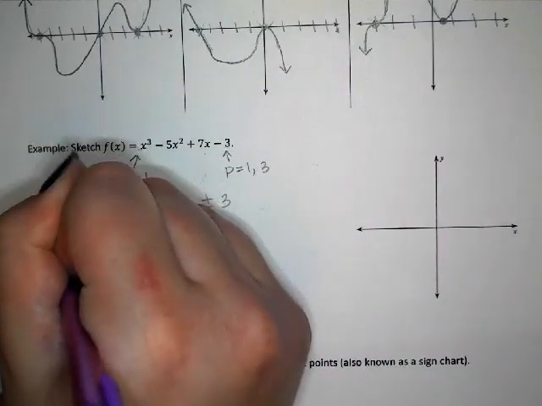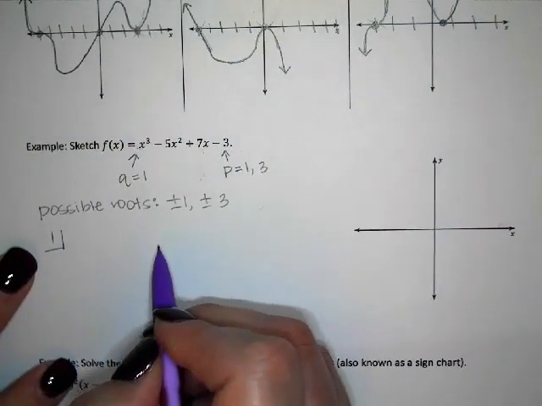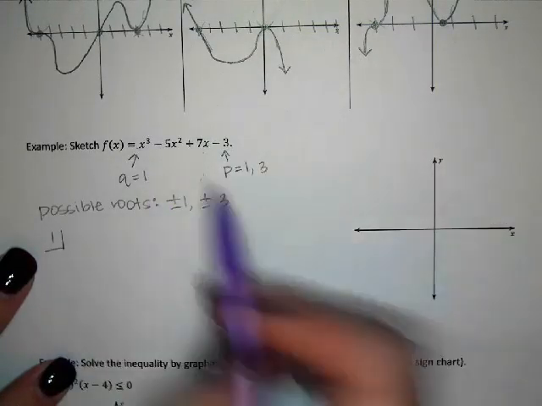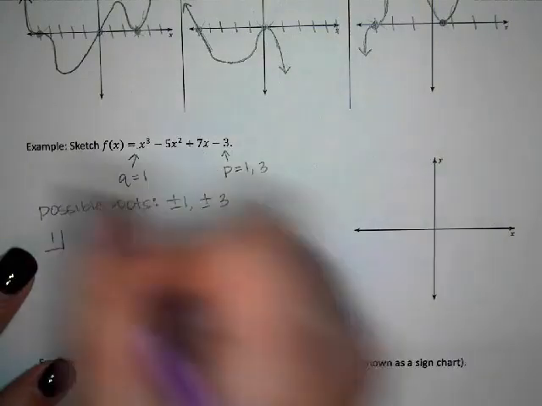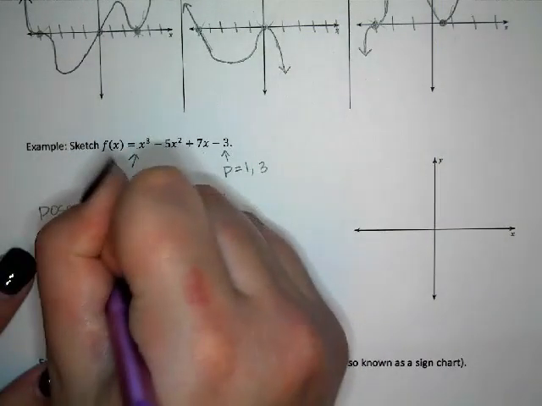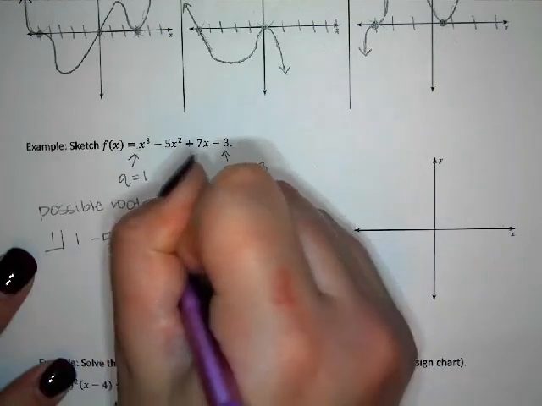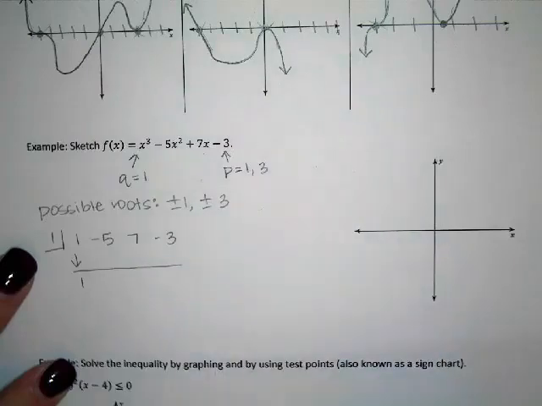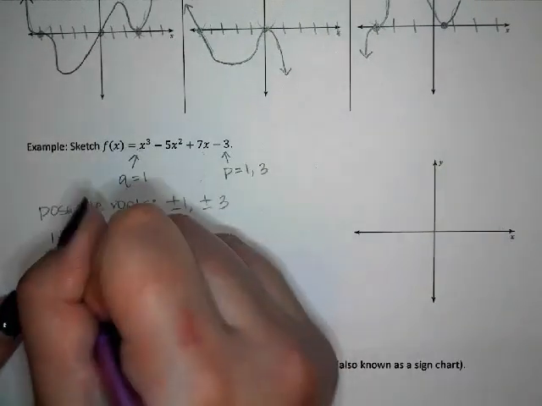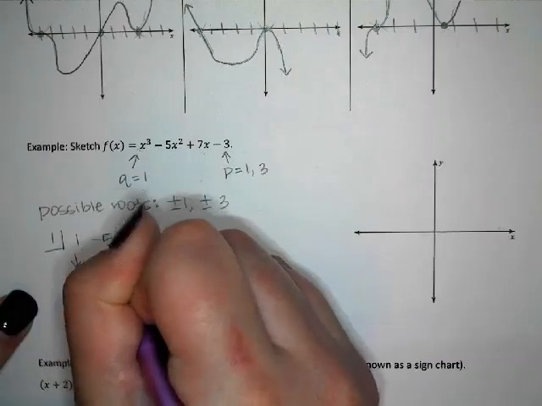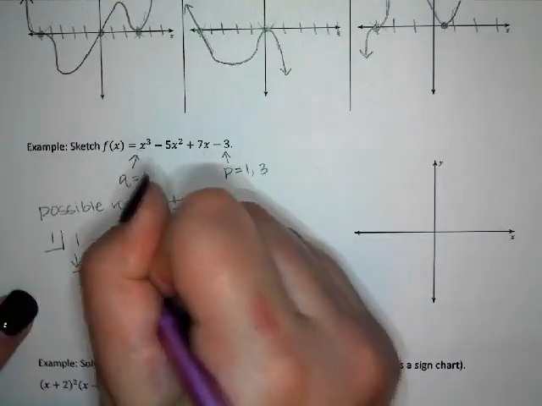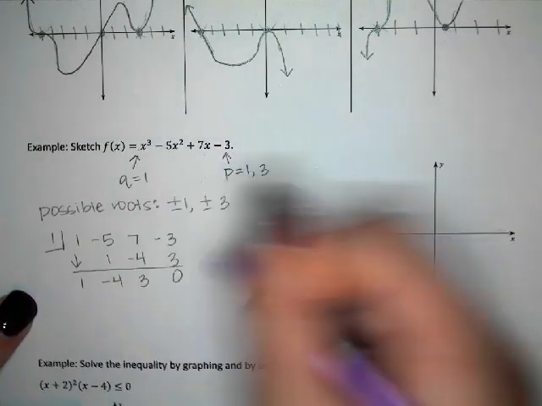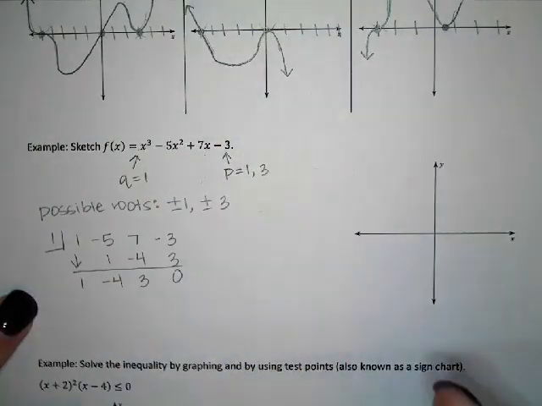Okay. So now I'm going to do synthetic division to find out what the remaining polynomial is that I can then factor if I take out the first root. So I've got 1, -5, 7, -3. And I could do polynomial long division, but I'm doing synthetic division because it's faster. So 1 times 1 is 1. Add those together. -4 times 1 is -4. Add those together. 3 times 1 is 3. Add those together. And I get a remainder of 0 because it was a factor.